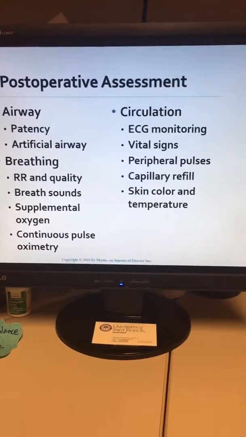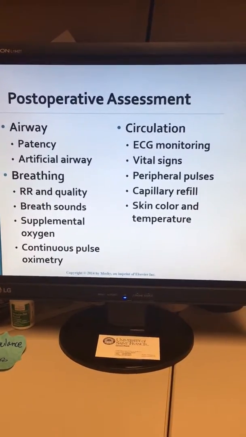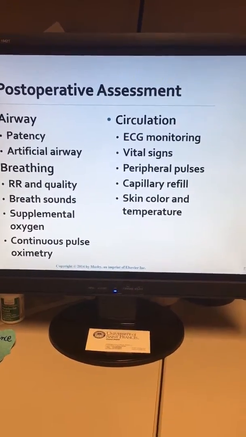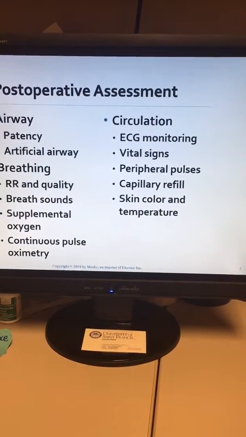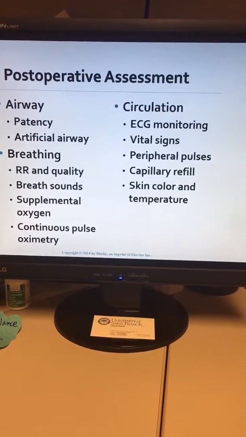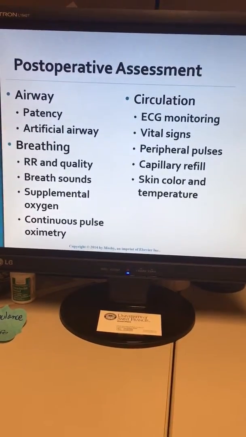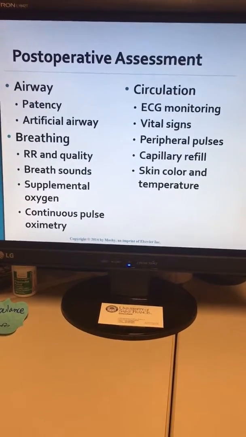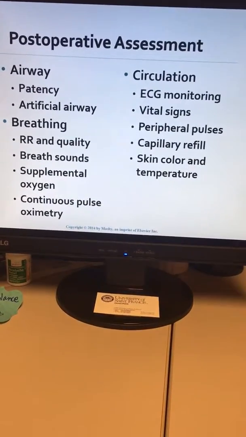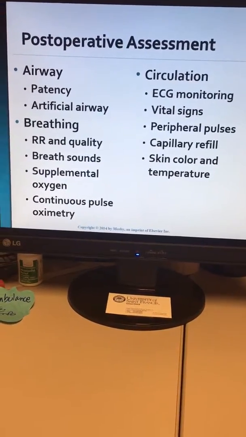Post-operative assessment, obviously first, we're going to do our ABCs. So we're going to do airway. Usually the patient is extubated, meaning we remove that airway, in the operating room, and that is done by the anesthesiologist before the patient is brought to the recovery room. And then we are going to do breathing. What is the respiratory rate and the quality? What are their breath sounds? Do they need extra oxygen? At this phase, yes, because they are not wide awake yet.